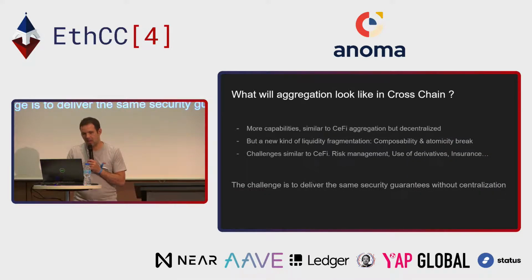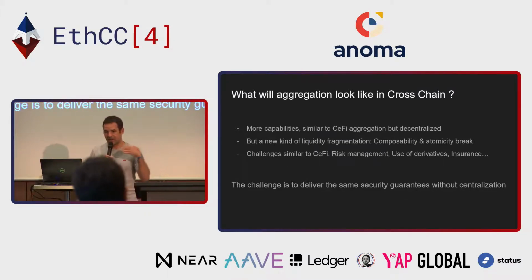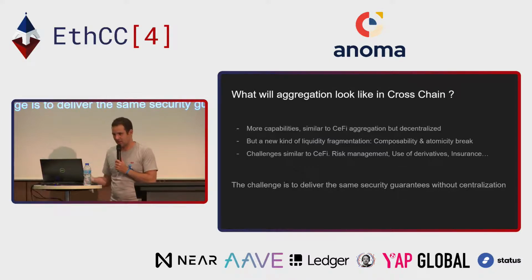But the question is, how will aggregation, like liquidity aggregation, look like in cross-chain? And that's where we are going. Right now, we are entering the layer 2 normalization, where it becomes normal to run on layer 2. I think the next step is definitely going cross-chain, and it's still in early stages.